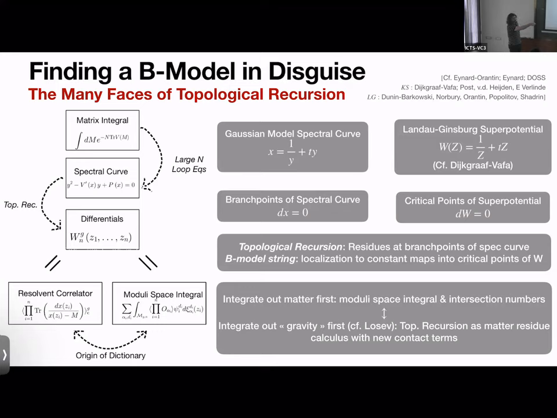That's where dx vanishes. And on the string theory side, the special points are the critical points of the potential I was telling you about. If you relate W and X, the critical points of the potential map onto the branch points of the spectral curve. So you can work this way, and translate between quantities on the topological recursion side and quantities on this B model side.